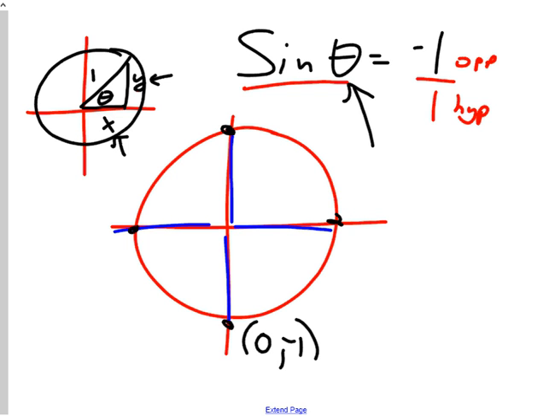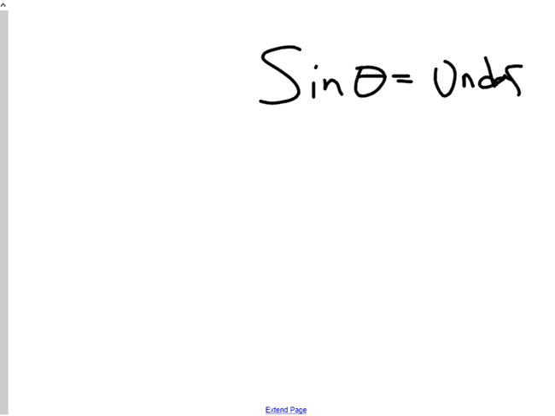All right. Well, let's do another one that's like that. Sine of theta is undefined. What's theta?